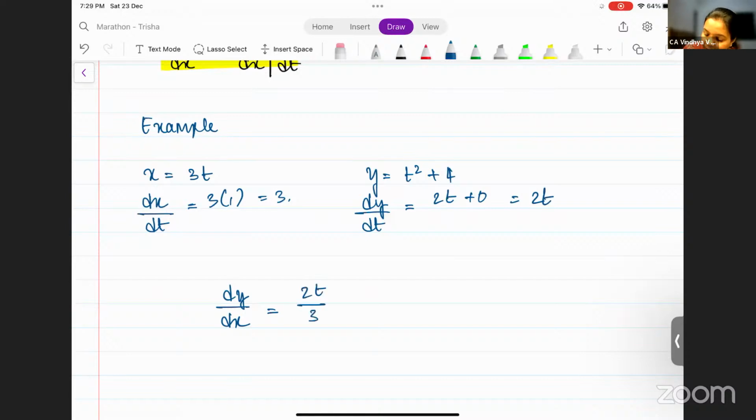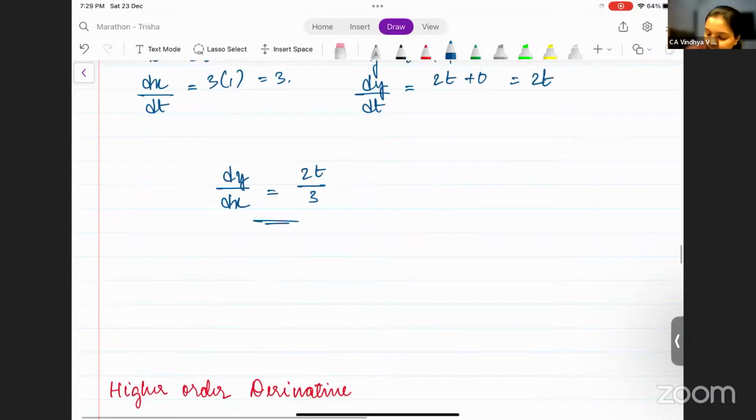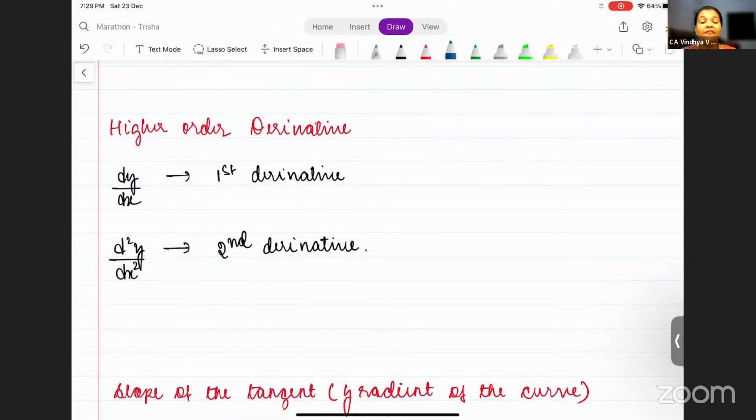2t divided by 3. Okay, is this clear? dy by dt will be 2t divided by 3. Okay. Next, you have higher order derivatives. A higher order derivative is differentiating the term again. That is the second derivative, d square y by dx square.